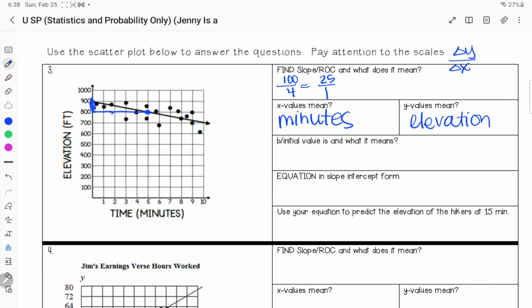Well, x's are on bottom, y's are on top. So this would be 25 feet every minute. So what does it mean? It means feet every minute is what we're covering, feet per minute. Our b, our initial value in this case, is 900. What does it mean? Where they started, or elevation started, starting elevation.